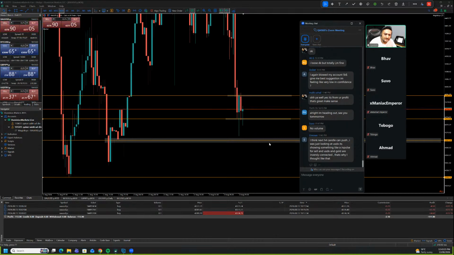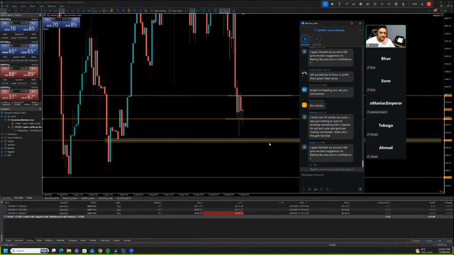No volume, really? Yeah, on the chart, no volume exactly. I think the next 4 hour candle can push. I was just looking at USDX. It's showing something like an impulse for sell, and USDX and gold are inversely connected. That's why I thought like that.